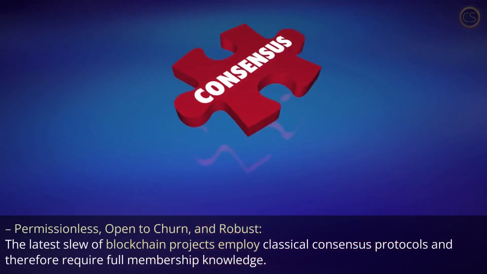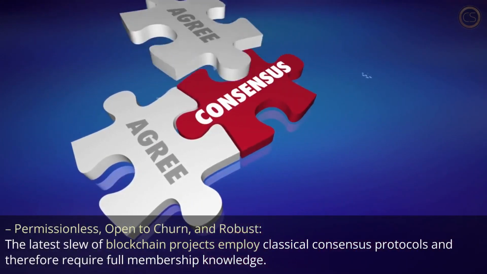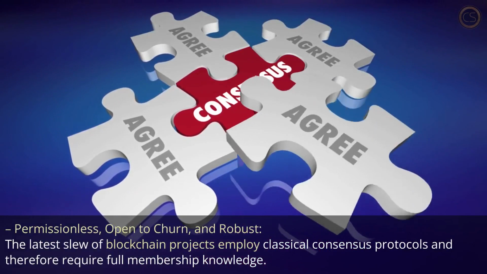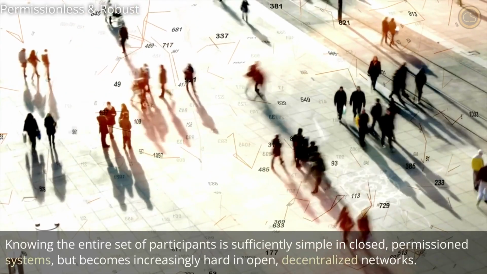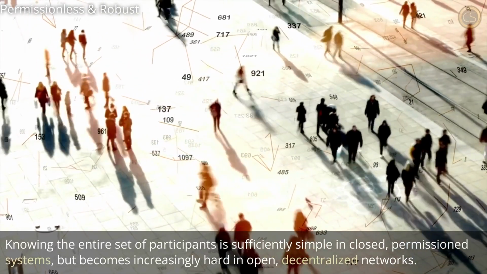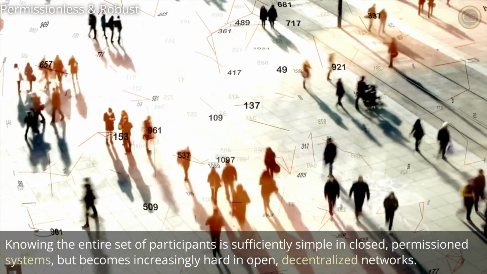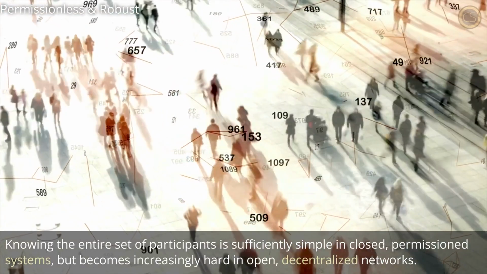Permissionless, open to churn, and robust: the latest slew of blockchain projects employ classical consensus protocols and therefore require full membership knowledge. Knowing the entire set of participants is sufficiently simple in closed, permissioned systems, but becomes increasingly hard in open, decentralized networks.